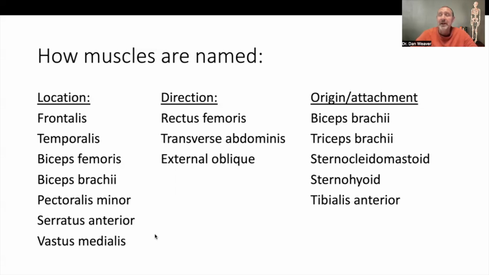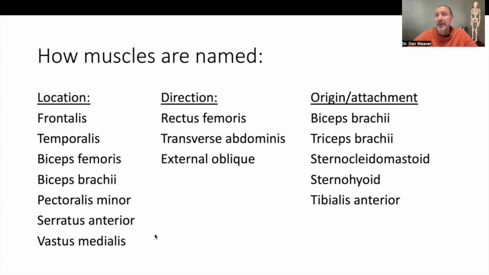Now, often, in order to distinguish some muscles, location is going to be part of the naming, and then maybe some other feature of the muscle. The direction: rectus means straight up and down, transverse means straight across, and oblique means at an angle. Origin is where the muscles attach.